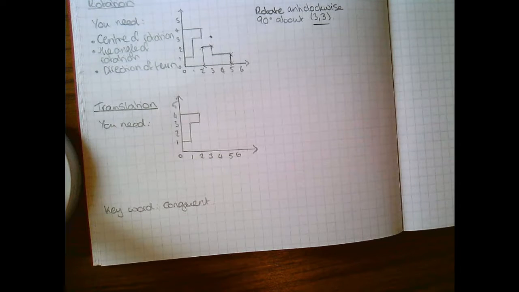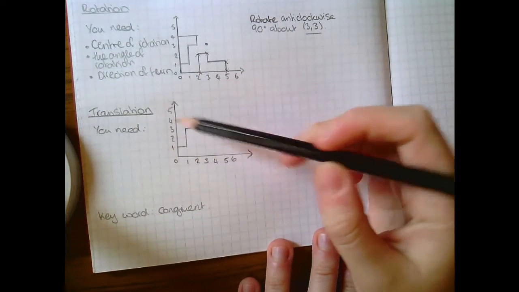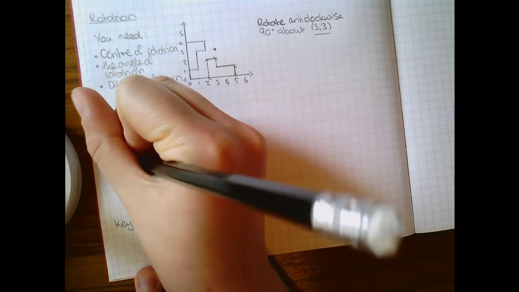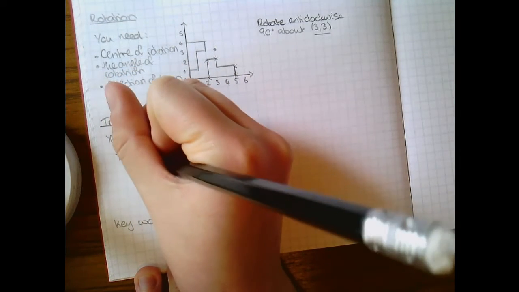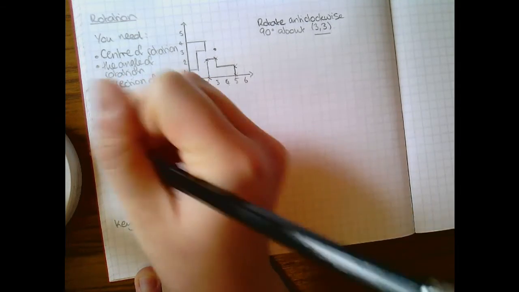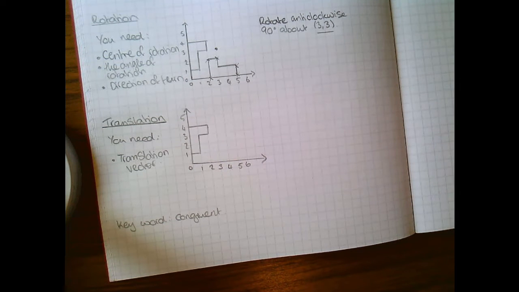The third and final transformation we'll be looking at in this section is the translation. So for this one, what you need is your translation vector. Okay, so that is the amount that it moves up or down by. That is the fancy word to tell you how much it moves up or down by.